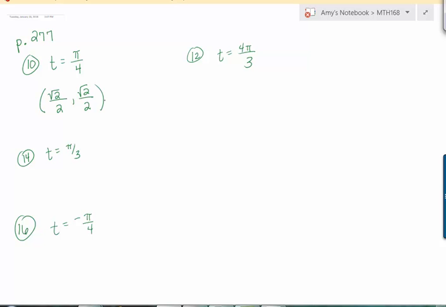Number 12, 4 pi over 3. If you notice, 4 pi over 3 lands in the third quadrant, and the ordered pair is negative 1/2 and negative square root of 3 over 2.